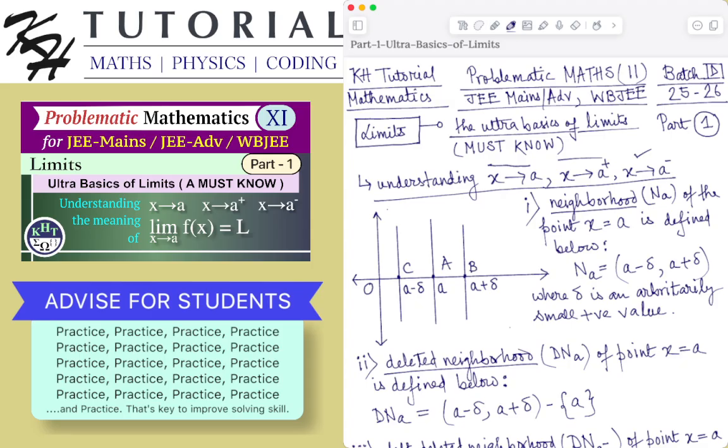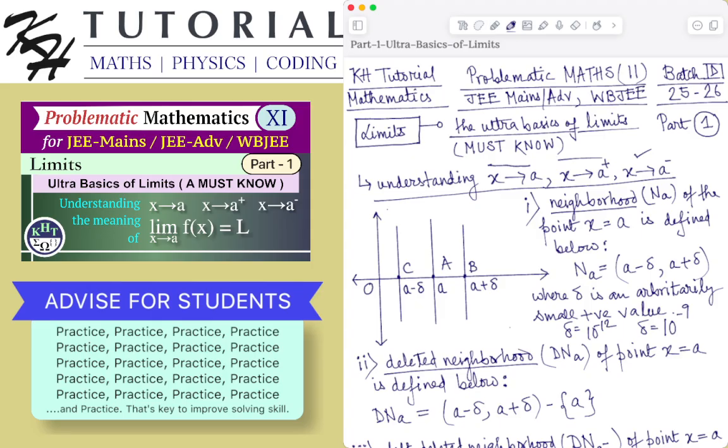It is an interval or a set of real values, an open interval from a minus delta to a plus delta. a is the value around which we are finding the neighborhood. Delta is an arbitrarily small positive value, as small as you can consider. I can say delta to be, let's say, 10 to the power minus 9, or 10 to the power minus 12. Both are fine. There is no specific value of delta, but in general it is an extremely small value.